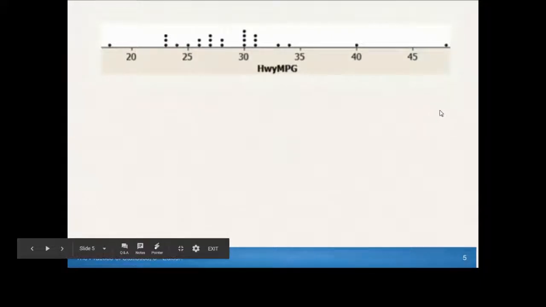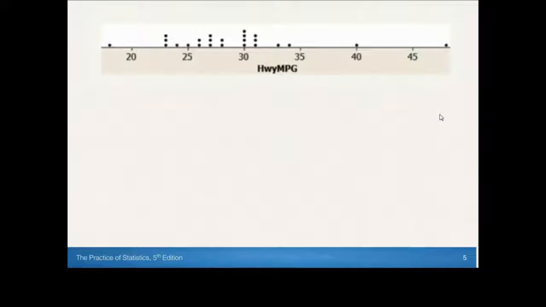This example on page 26 comes from the highway miles per gallon data that we looked at before, and here's a dot plot of that. You can compare this to the data table. It's actually on page 27, but the introduction is about how they got the data.